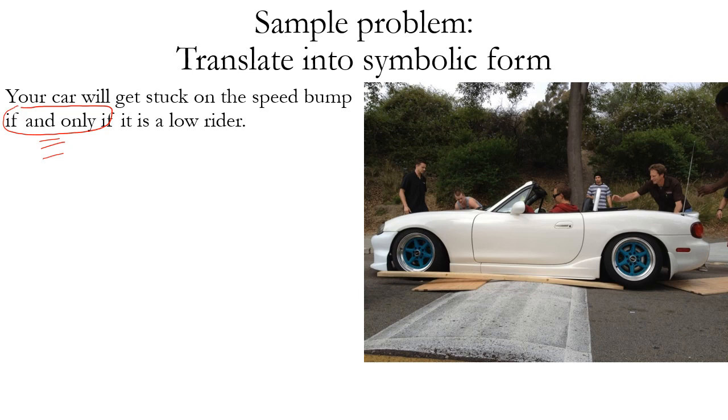So let's look for our simple statements. Your car will get stuck on the speed bump. We could symbolize that by S for stuck. It is a lowrider. We could symbolize that by R for low rider. And bringing that together, it's going to be S triple bar R. So whatever comes before the if and only if, you can put before the triple bar. And whatever comes after the if and only if, you can put after the triple bar.